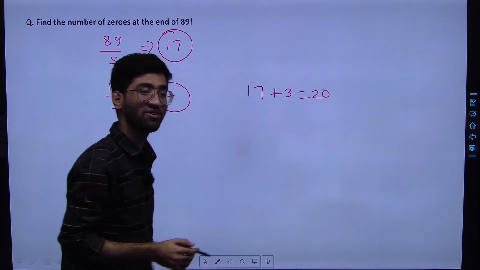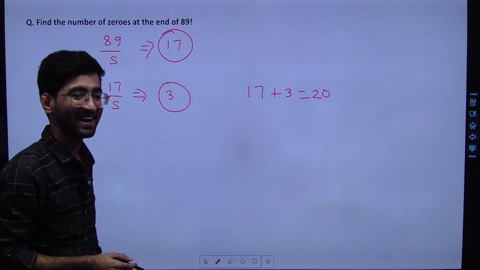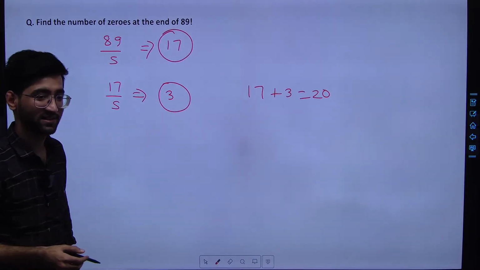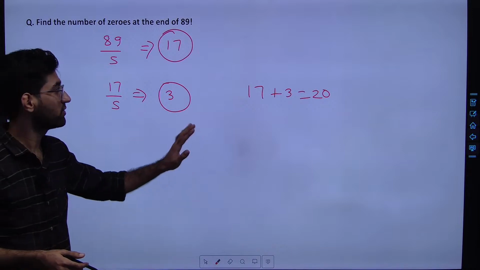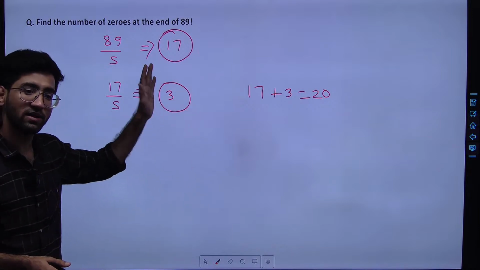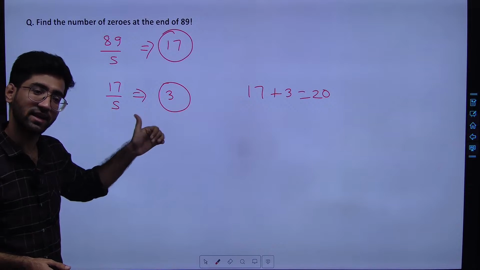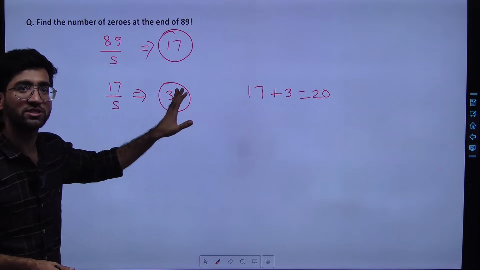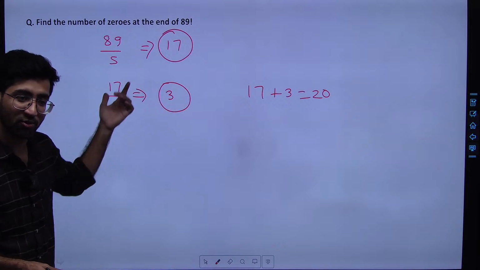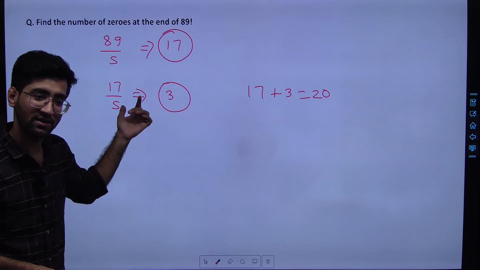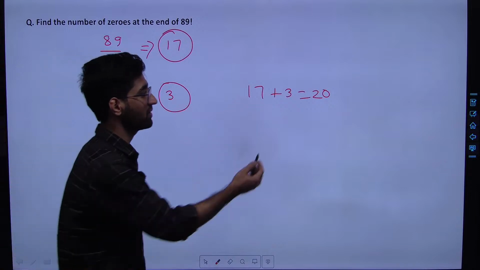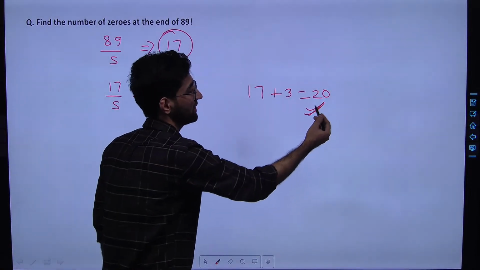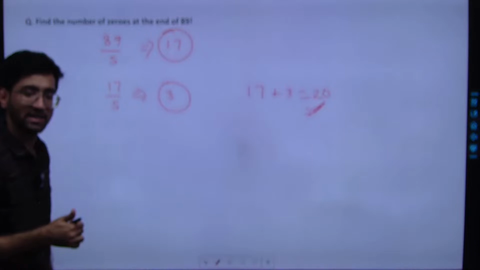Where did you go wrong? Okay, so 20, don't worry. 20 is the number of trailing zeros at the end. Any doubt in the approach, how we approach this kind of questions? Okay. So 20 is the number of trailing zeros. 20 is the number of zeros at the end.